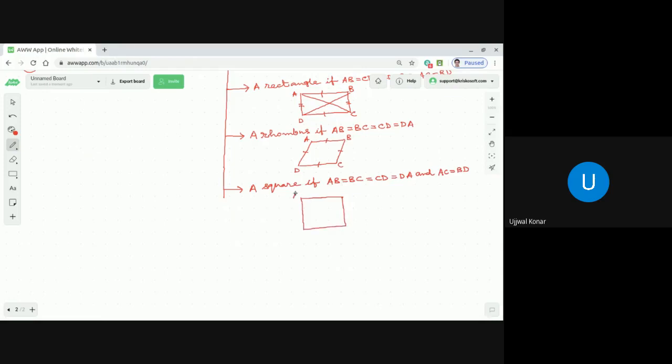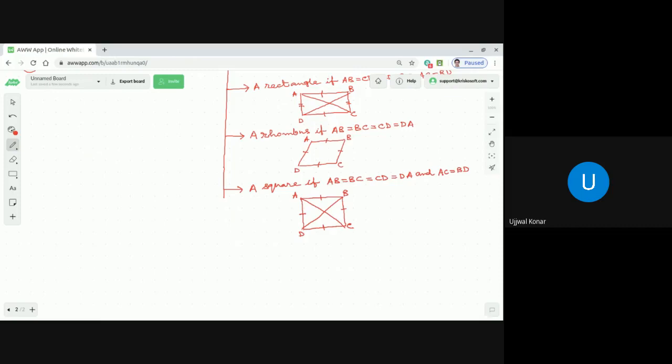So we get A, B, C, D. AB is equal to BC is equal to CD is equal to DA, and this diagonal AC and this diagonal BD also have to be equal to each other in order to qualify that rectangle to be a square. So one thing you notice, dear students, is that we can say a rhombus is a square, but the converse is not true.